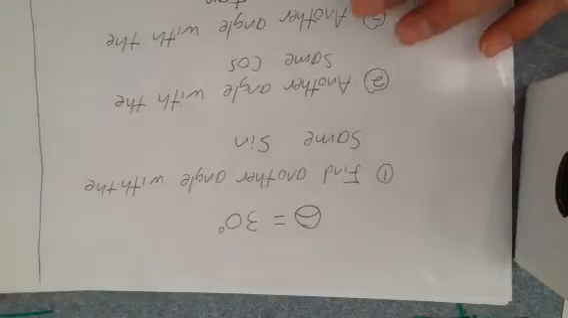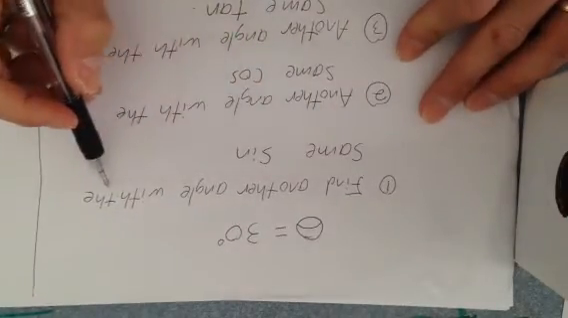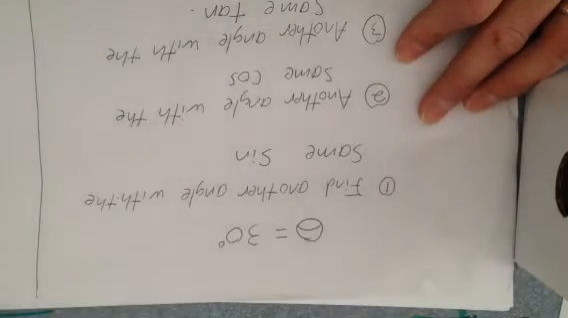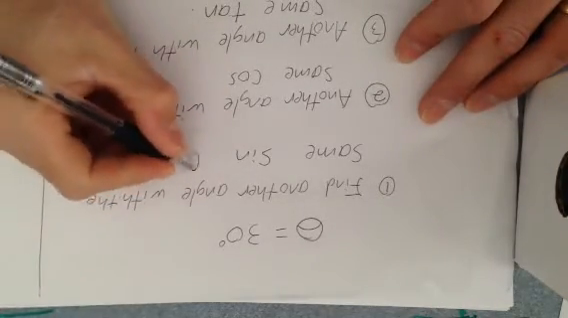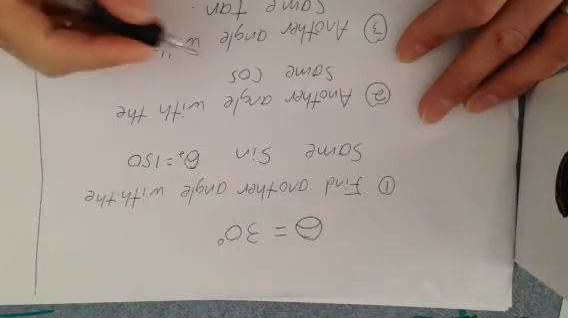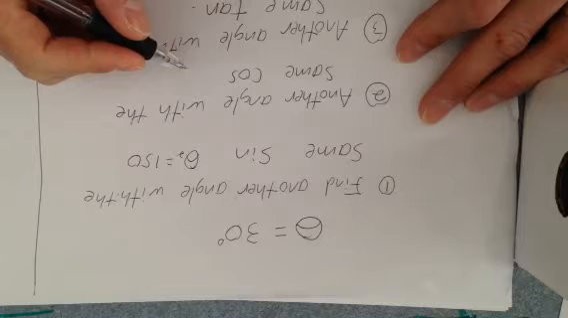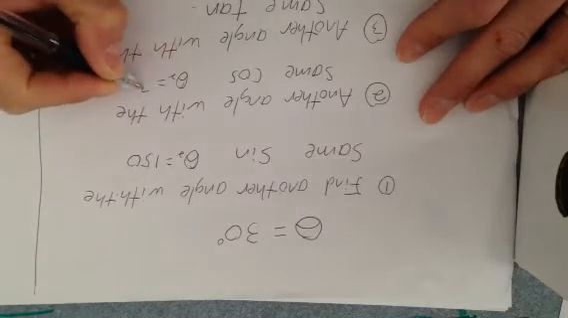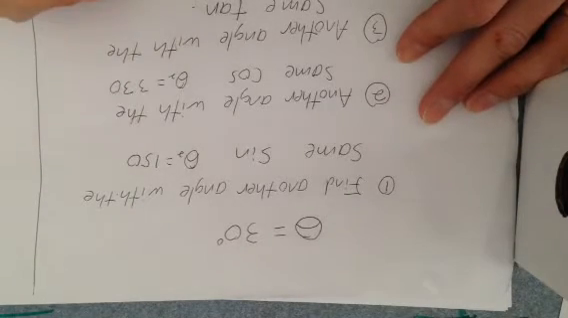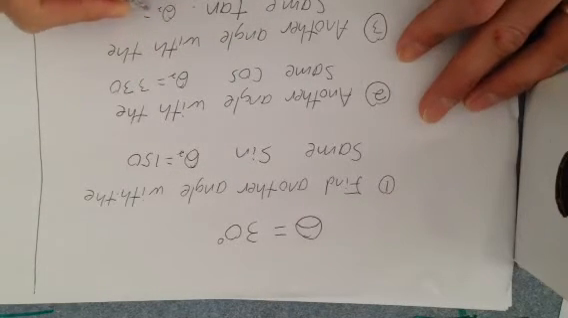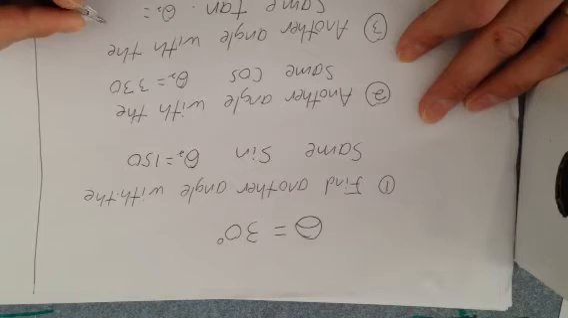So to answer all these questions, find another angle with the same sine as 30 degrees. The other angle with the same sine as 30 degrees is 150 degrees. The other angle with the same cosine as 30 degrees, theta 2, is 330 degrees. And the other angle with the same tan as 30 degrees is 210 degrees.